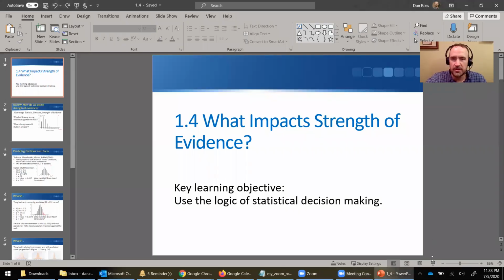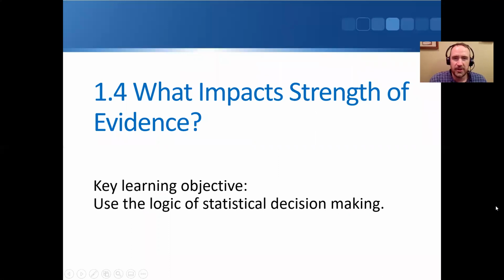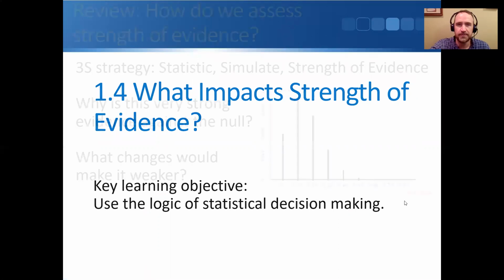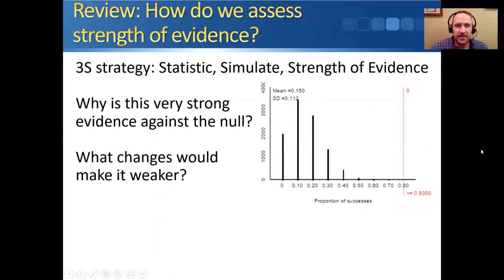And as we are taking a look at what impacts strength of evidence, take note our key learning objective remains trying to learn about using the logic of statistical decision making. And strength of evidence is one of those keys to making decisions in statistics. So, quick review. How do we assess strength of evidence? We've been talking about using the 3S strategy, calculating a statistic, simulating what we call a null distribution, simulating what we'd expect to happen if the null hypothesis were true, and then judging strength of evidence by comparing those two things. I encourage you to pause the video for a moment and try to answer these two questions.